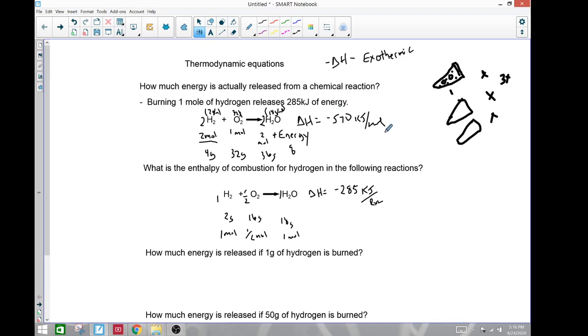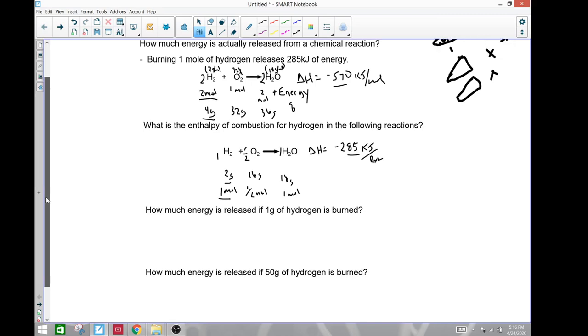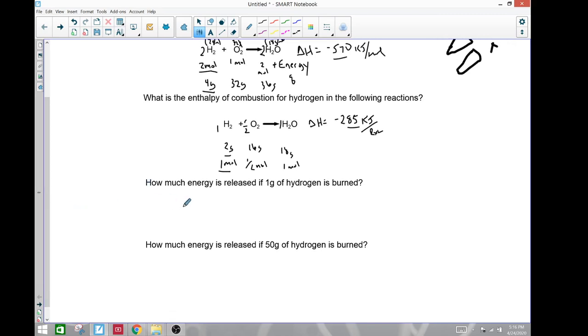Okay, and it's just a proportion. Now, let's run through this. We know here that 4 grams or 2 moles gave me this much energy, and of course 1 mole or 2 grams gave me this much energy. Those are proportions. Okay, so here it says, how much energy is released if 1 gram of hydrogen is burned? Now we're assuming there's excess hydrogen here.